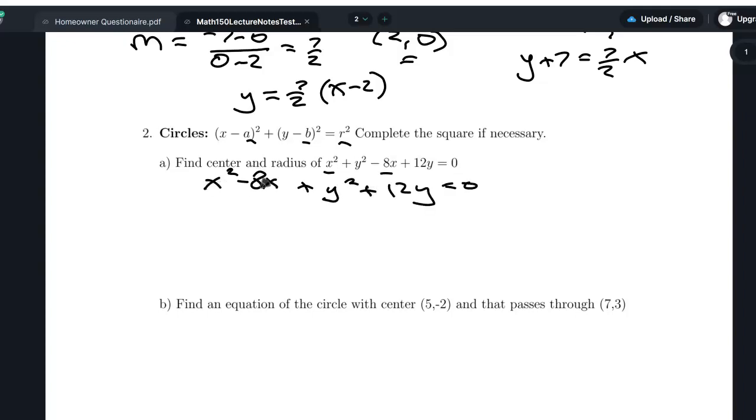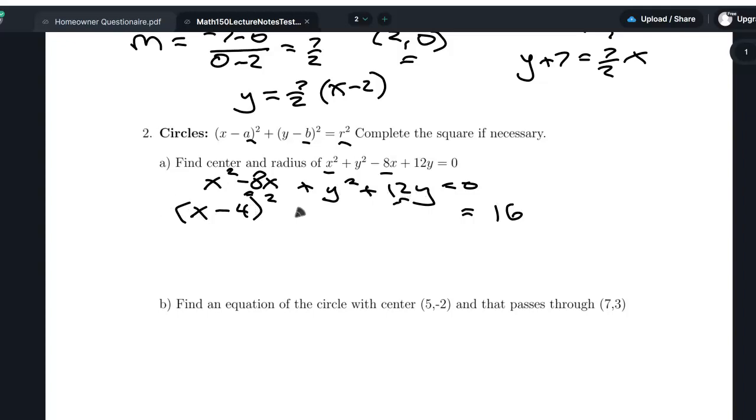Okay, so now I'm going to complete the square. So I take half of this number and square it. So I'm going to have x minus half of that number and then square it. It's going to give me a 16. So I'm going to add on the 16 to this side, because you know that this multiplies out to x squared minus 8x plus 16.